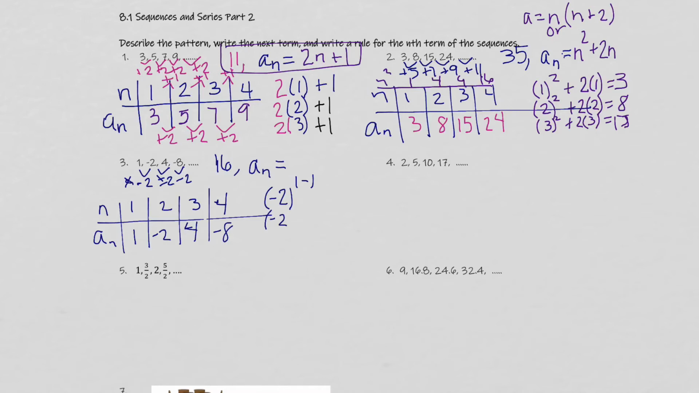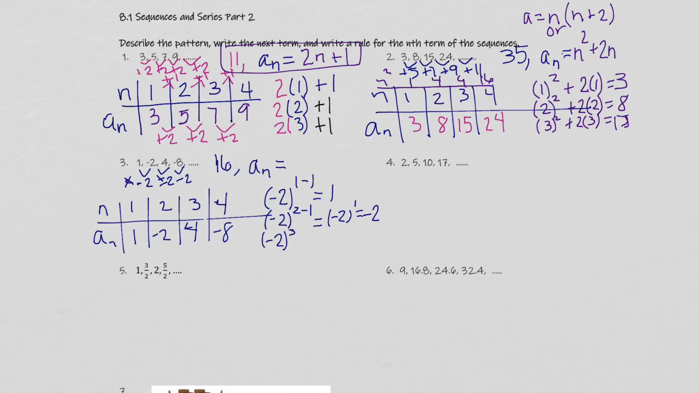A lot of this is going to be guess and check. You're going to try some things and see if it works. So the second one would end up giving me 1. If I did negative 2 to the 2 minus 1, I would get negative 2 to the first power, which would be negative 2. Well, that works.